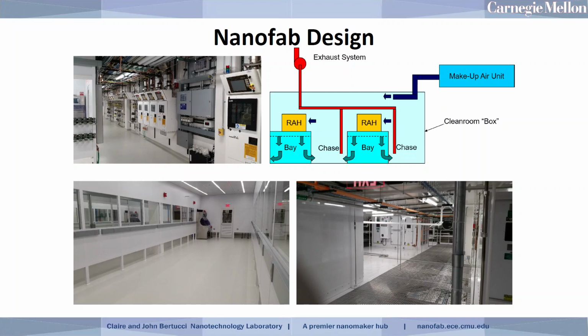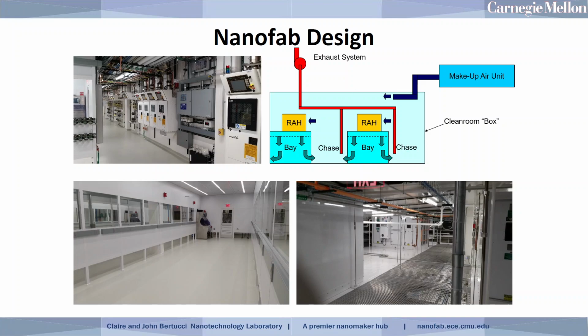I want to go over a little bit about the design of the cleanroom because it really helps to inform some of the policies and protocols that are critical to our operation. So as you can see in the pictures, I'm going to bring my mouse over. This is an example of one of the processing bays in the cleanroom. The chase area that we refer to is the area in between each of the bays. And this is a photo of the chase area as well.